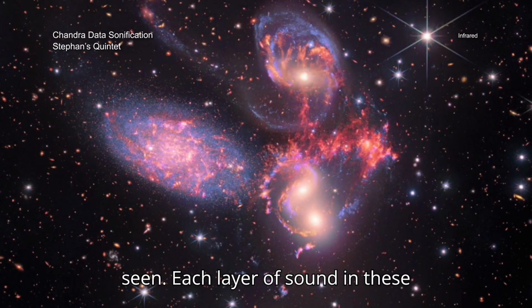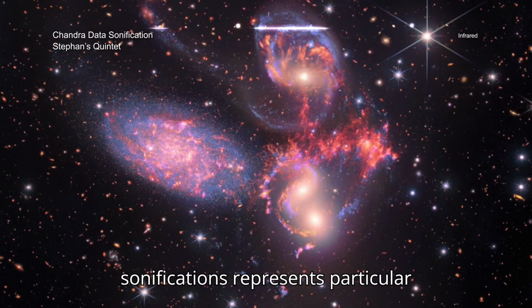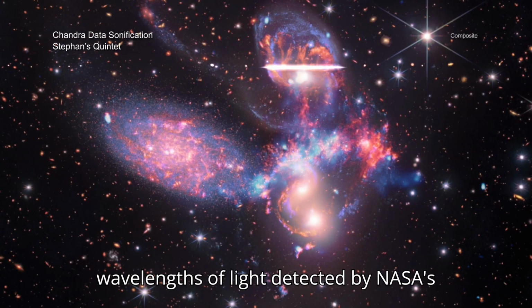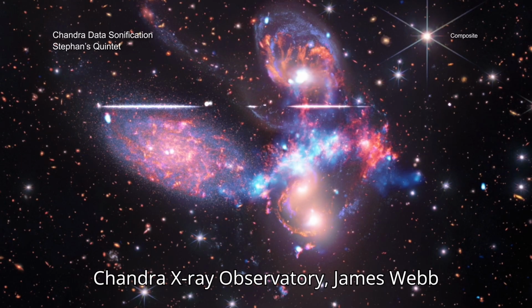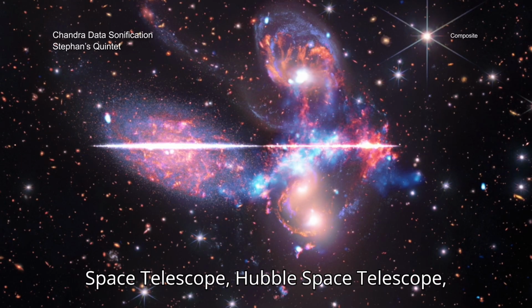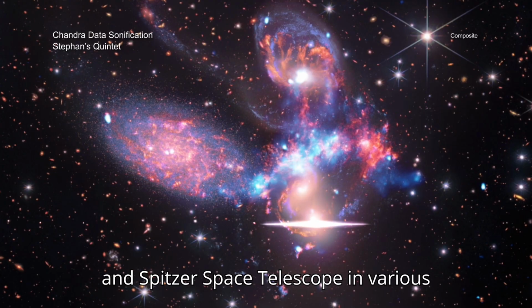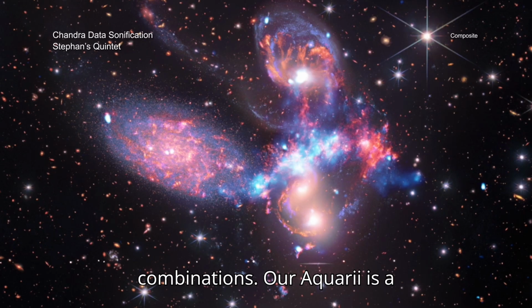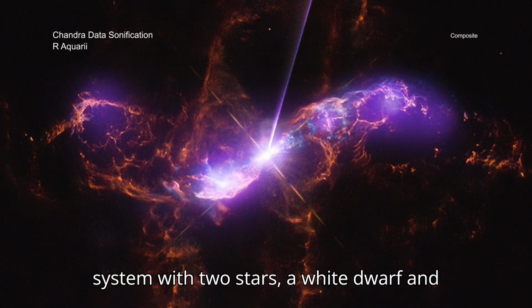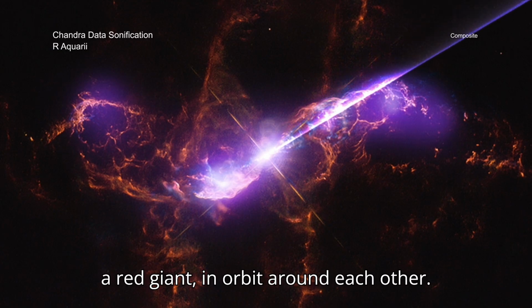Each layer of sound in these sonifications represents particular wavelengths of light detected by NASA's Chandra X-ray Observatory, James Webb Space Telescope, Hubble Space Telescope, and Spitzer Space Telescope in various combinations. Our Aquarii is a system with 2 stars, a white dwarf and a red giant, in orbit around each other.